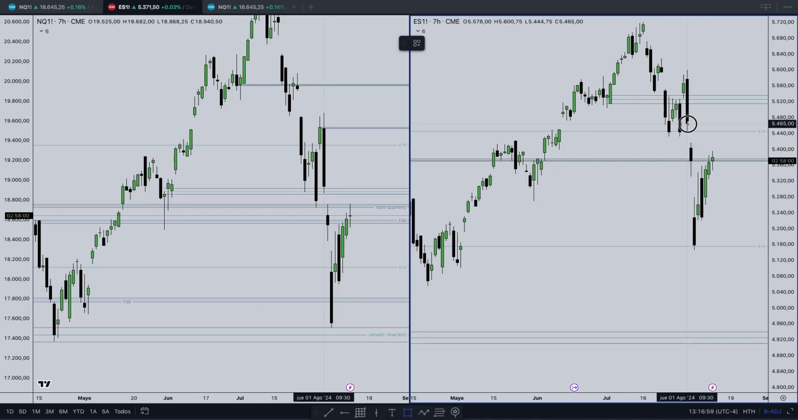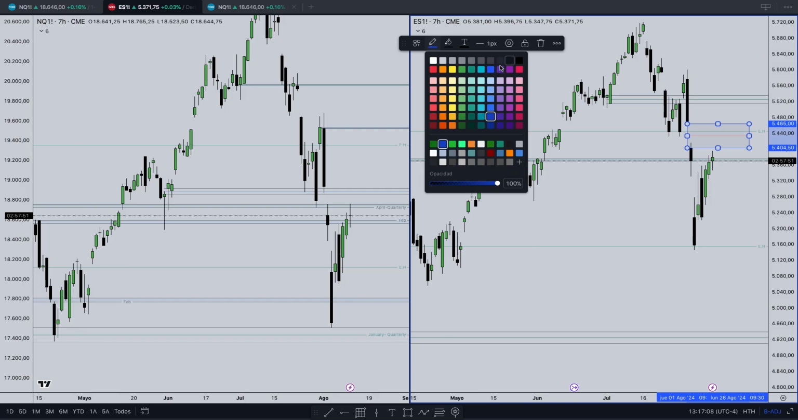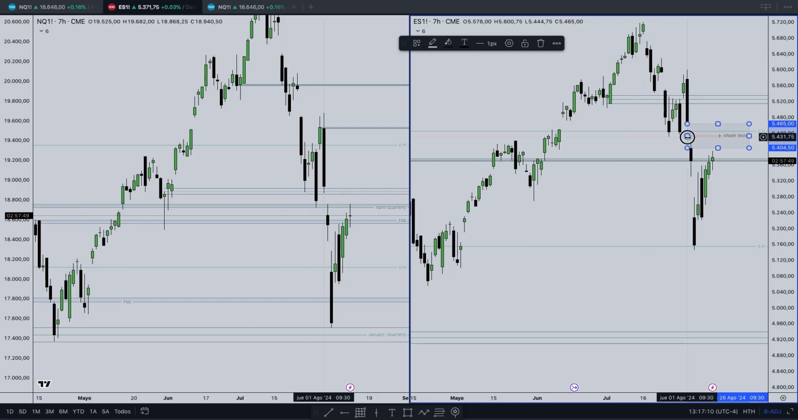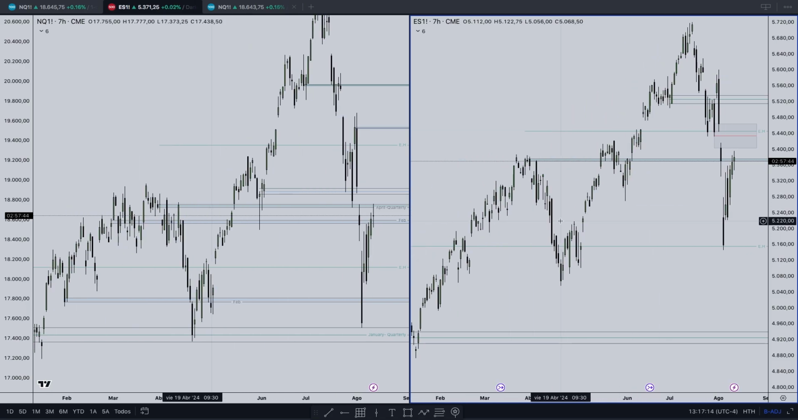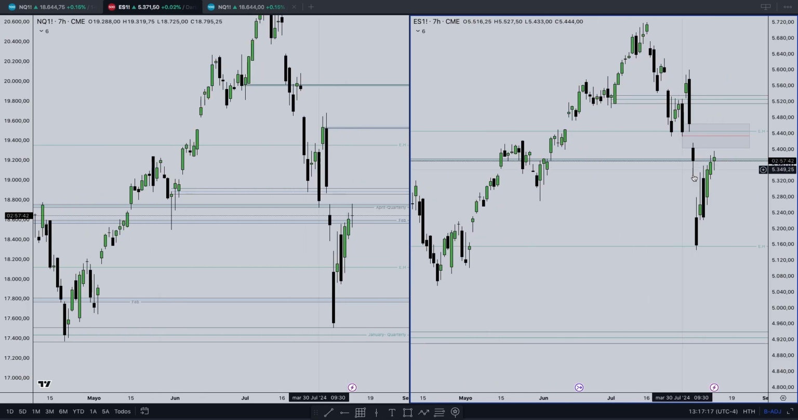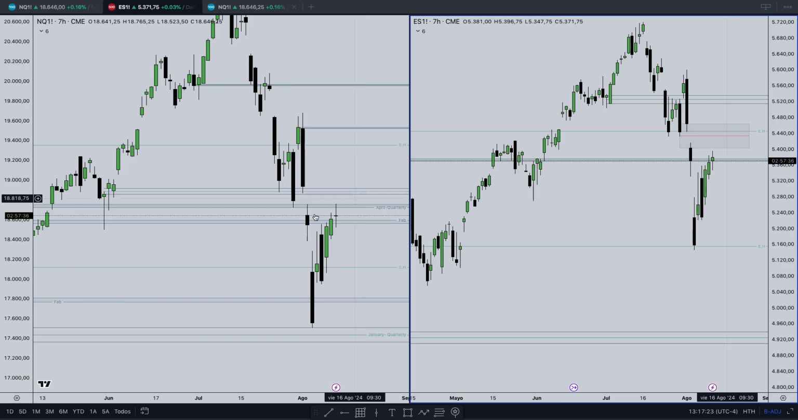Now we are in a really important price range for high time frame, because if we are going to continue to move lower, ideally we should start to look for lower prices around here on ES, on Nasdaq.